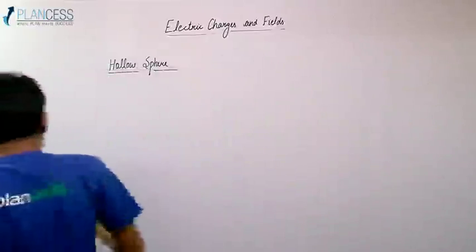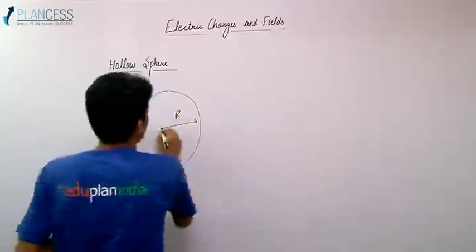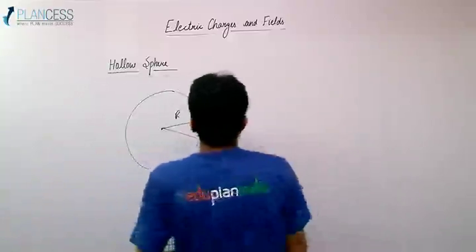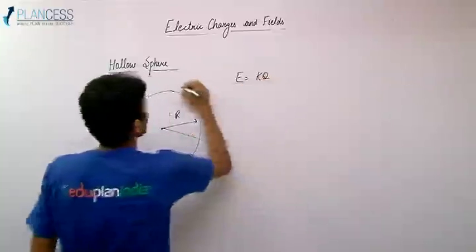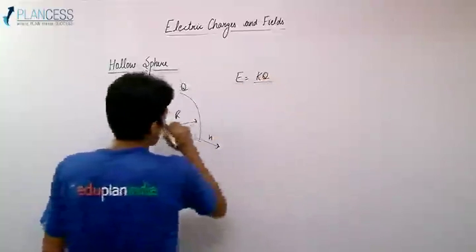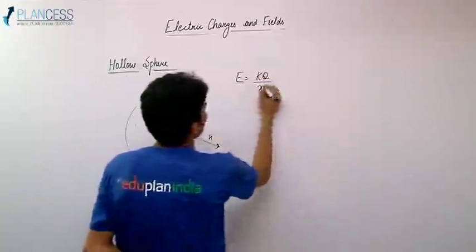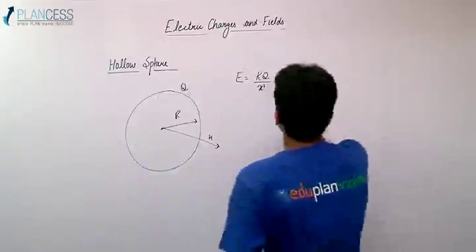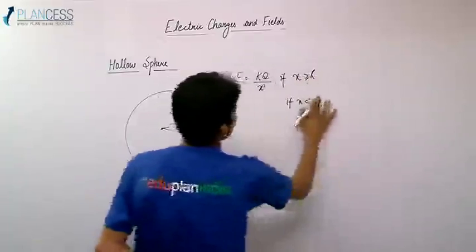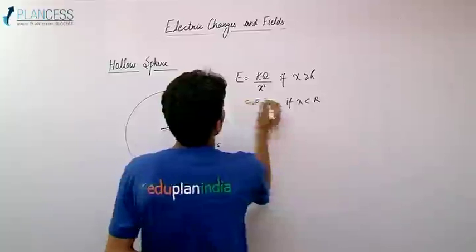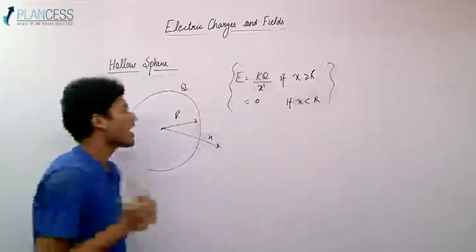field exerted by a hollow sphere. For a hollow sphere, you actually have two cases. Let's say its radius is r and you are calculating the electric field at a distance x. The electric field at a distance x is given by kq upon x square, where q is the total charge, if x is greater than or equal to r, and if x is less than r, then the electric field is equal to 0. So this is the formula for the electric field exerted by a hollow sphere at a distance x.